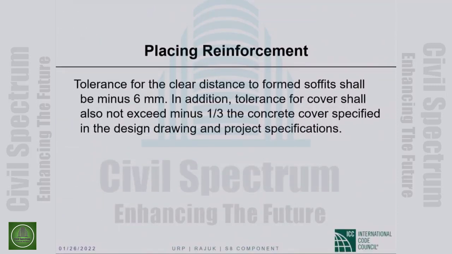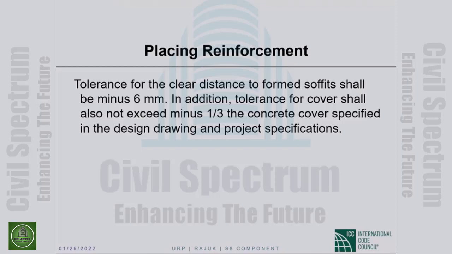Now, that table is not the whole provision. This is an integral part of the tolerance that we are talking about. Tolerance for the clear distance to formed soffit shall be minus 6 millimeters. So the clear gap between the formed soffit and reinforcement shall be minus 6 millimeters.